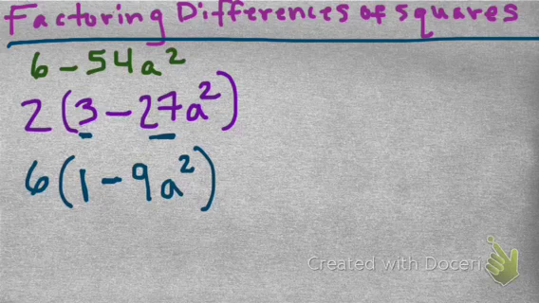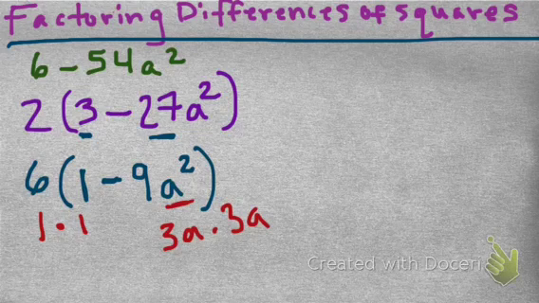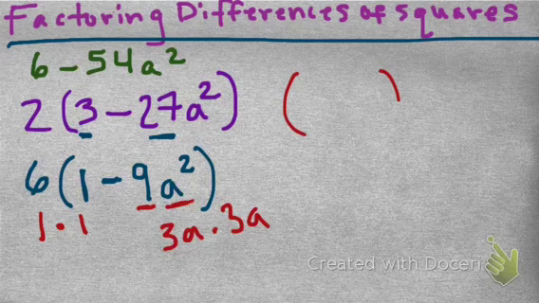Now I'm seeing a special case because 1 is a perfect square, and 9 is a perfect square because 3 times 3 is 9. So pulling out the greatest common factor was really important here. So I have my 1 and my 1, and over here I've got an a squared also to worry about. I need to write the second term as a perfect square, which would be 3a times 3a. So I ended up getting the 9 and the a squared back. So now I can write my two binomials.